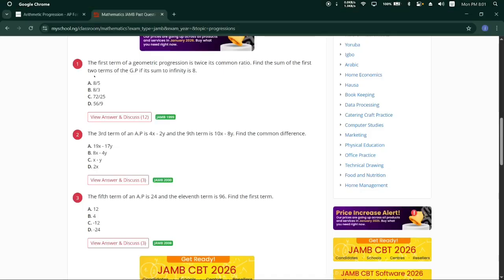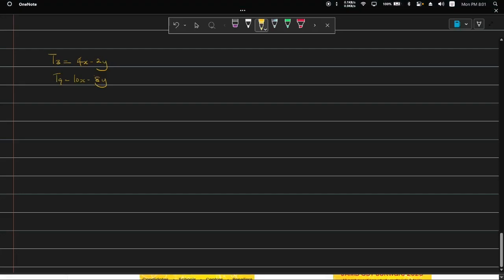What else were we told? They said we should find the common difference. Now look at this. Don't forget, T3 is the same thing as saying a plus 2d. How? Because the nth term is a plus n minus 1 d. Now our n is 3, therefore we are going to have a plus 3 minus 1 d. Is that clear? So we can say our T3 is a plus 2d, which will give us 4x minus 2y.